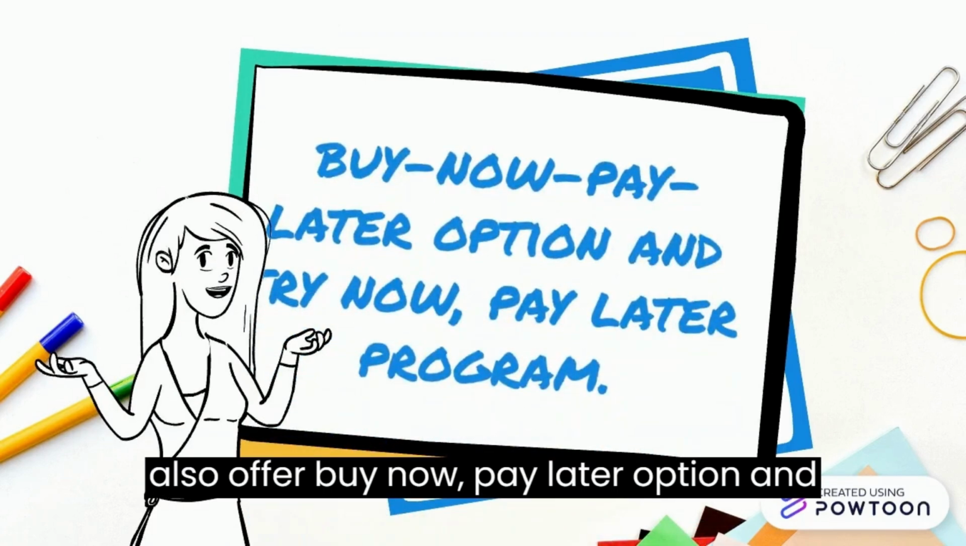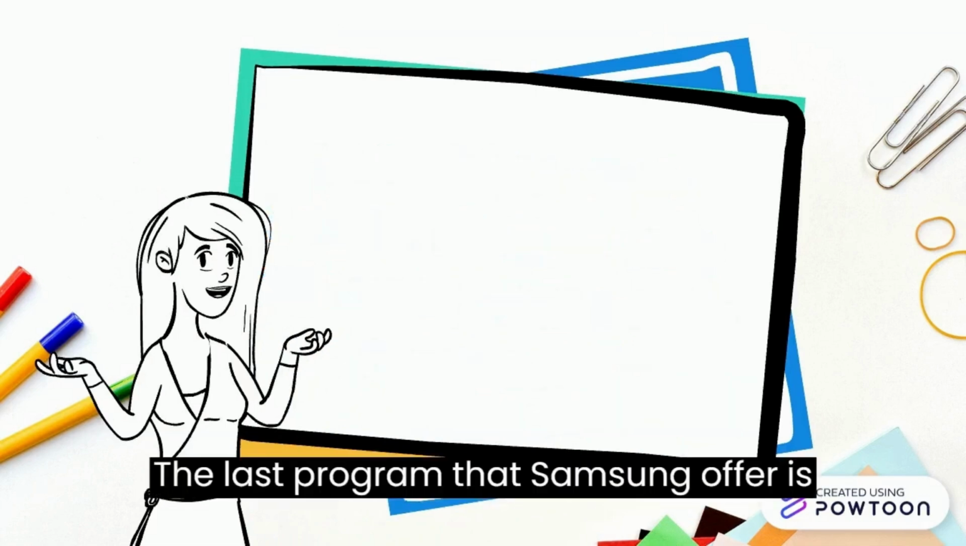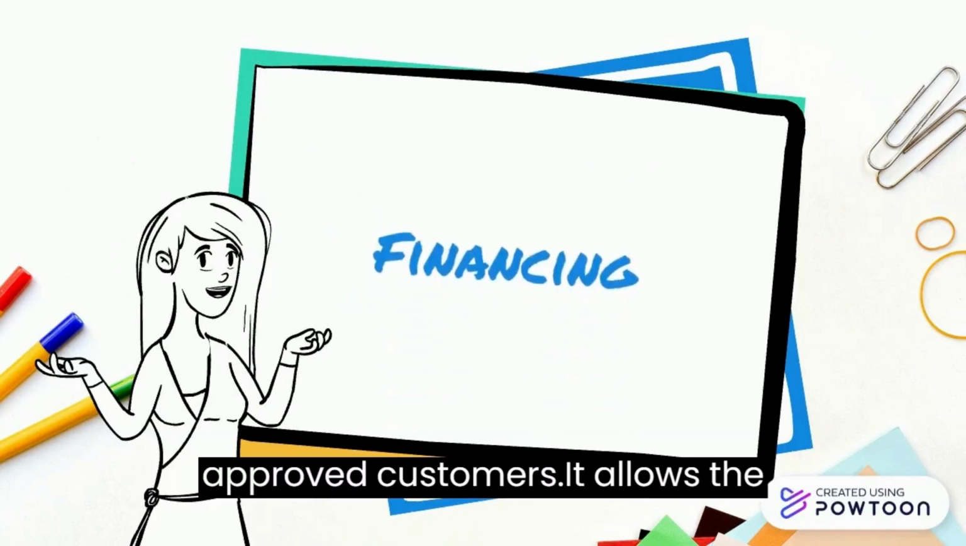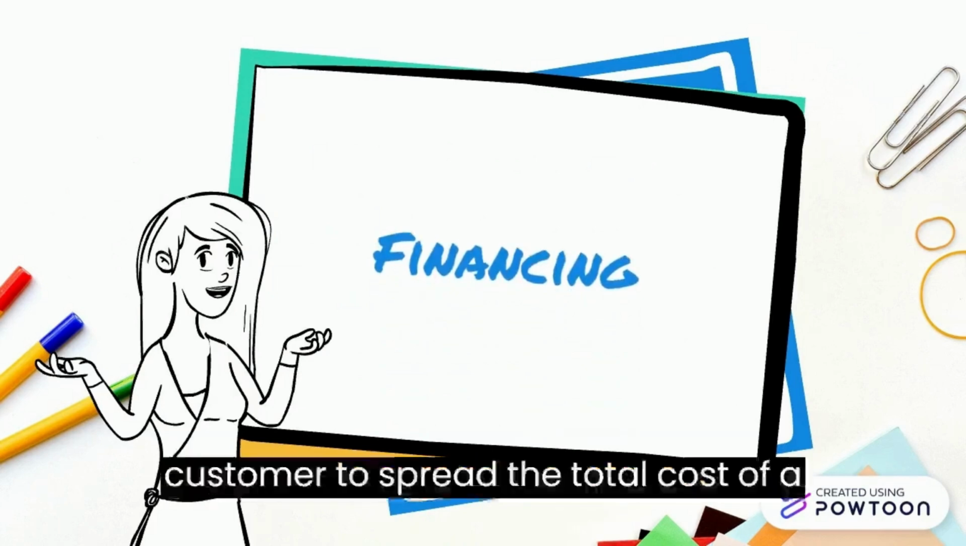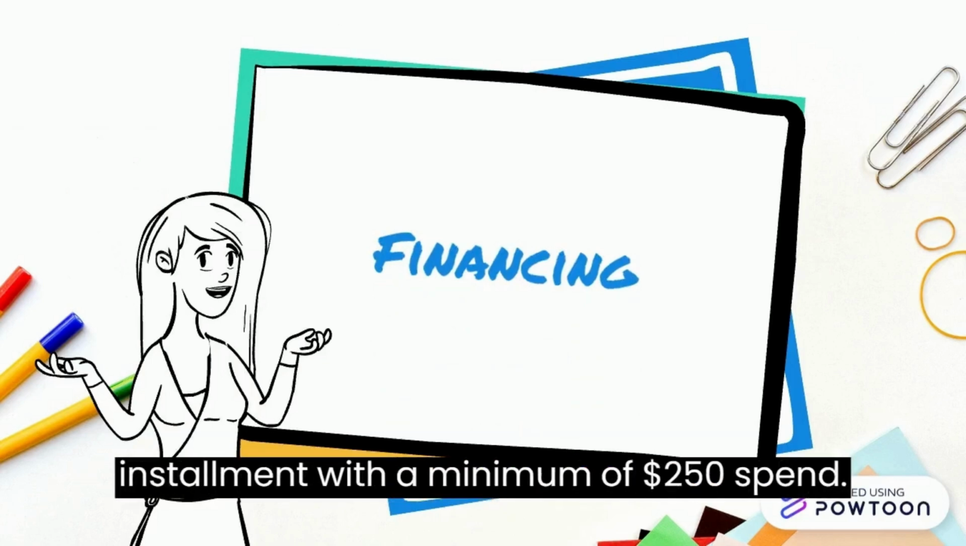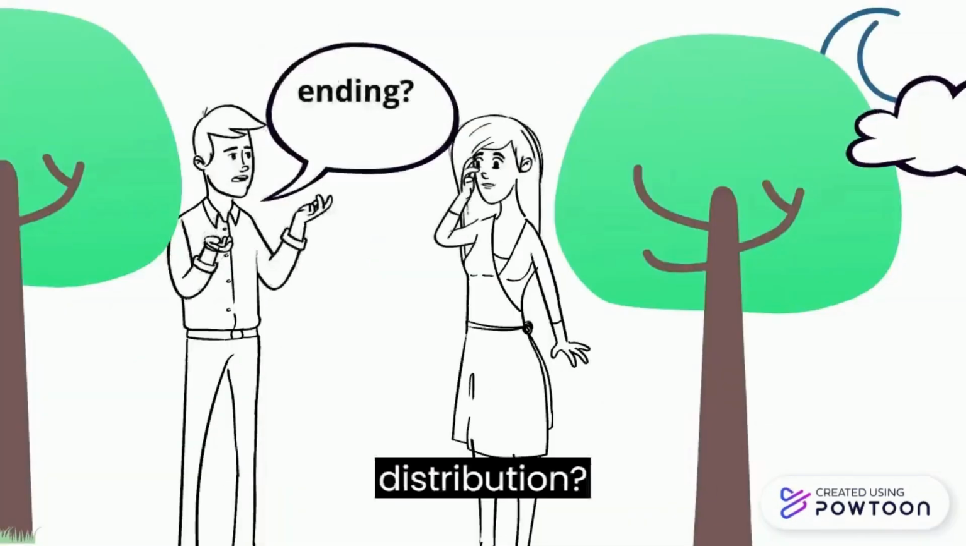Samsung also offers a Buy Now Pay Later option and a Try Now, Pay Later program. The last program that Samsung offers is called Financing and is only for approved customers. It allows the customer to spread the total cost of a device over a period and pay in monthly installments, with a minimum of $250 spend. Is that the end of sales and distribution?